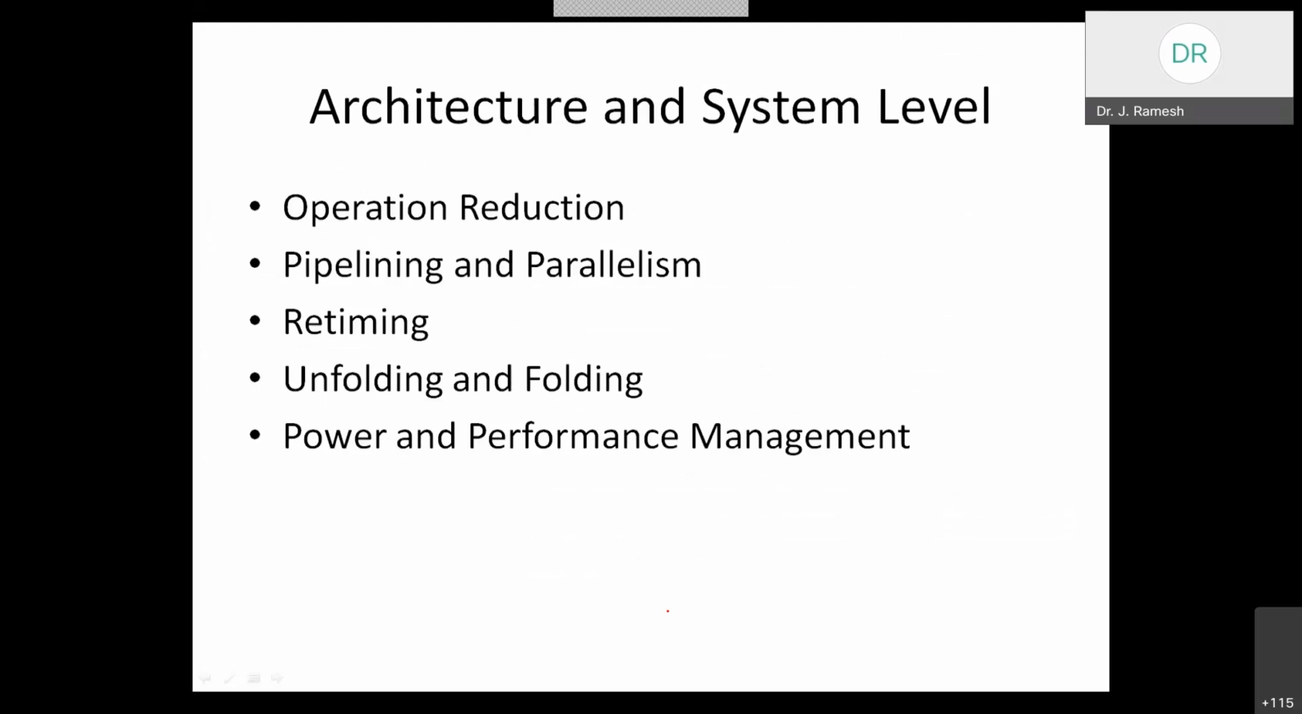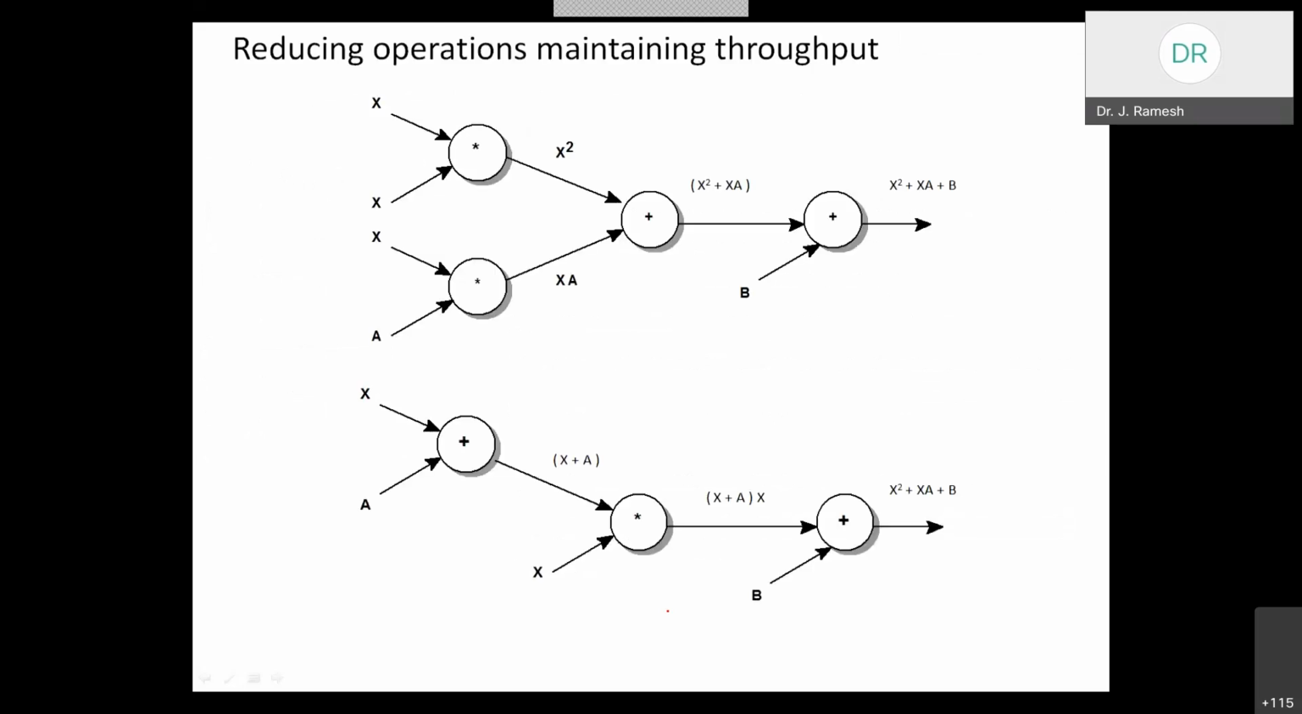Okay. So next we have the architecture and system level power reduction, which is operation reduction. Operation reduction is reducing the operations while maintaining the throughput. So in the first case, the function which is getting implemented is x square plus xa plus b.